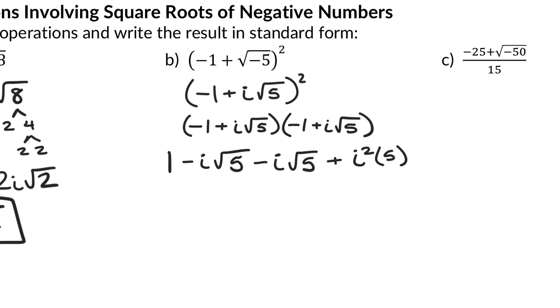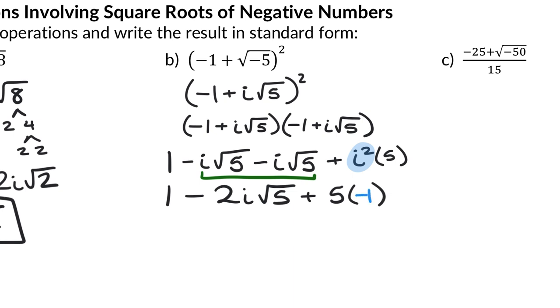So let's clean this up because we got a lot of things happening here and I want to make sure that I end up simplifying this correctly. Are your spidey senses going off right here? What can I change that i squared to? Negative 1. So if I start to clean this up, this is going to be 1 minus 2i square root of 5, since there are 2 of them, I'm combining my like terms right here. Plus 5 times that negative 1 that came from the i squared. Well, 5 times negative 1 is negative 5, so I can combine that with the 1. This ends up being negative 4 minus 2i square root of 5.